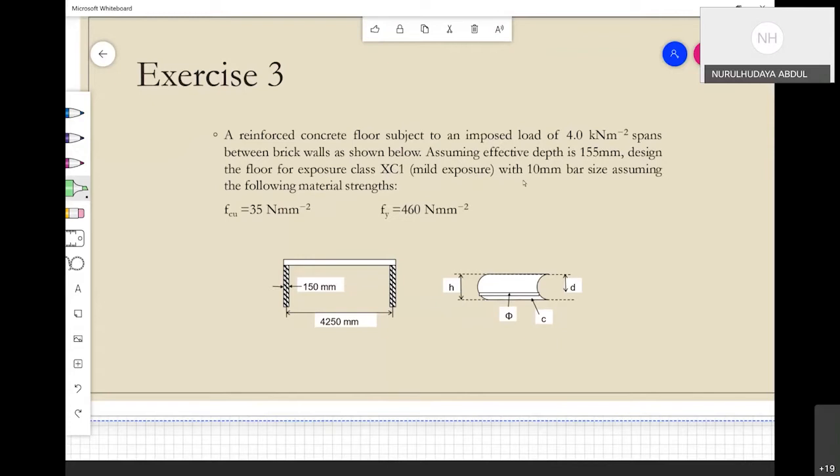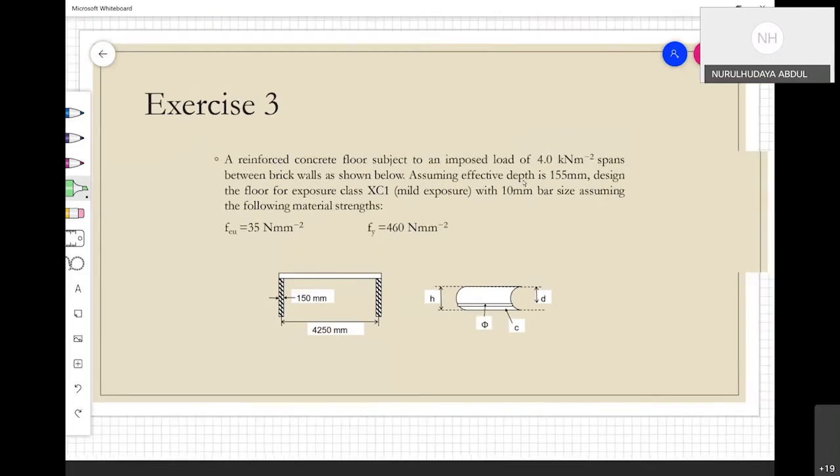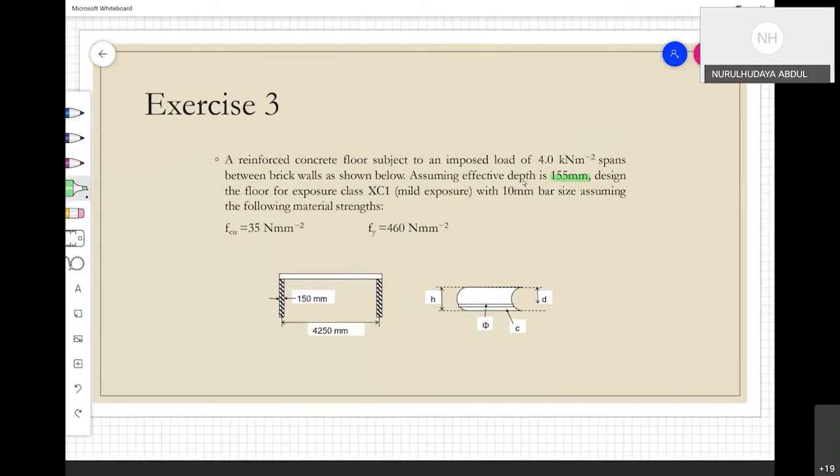Okay, so dia bagi FCU and FY. Value ni dua. And here, take note that dia dah actually mention that dia dah bagi effective depth. Dia suruh pakai 155. So kita tak payah lagi kira D minimum tu. Okay. Kita boleh terus pakai this value for effective depth. And then imposed load also given 4 kilonewton per meter square.